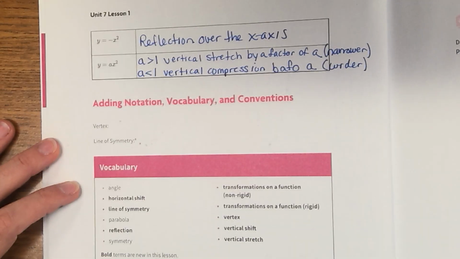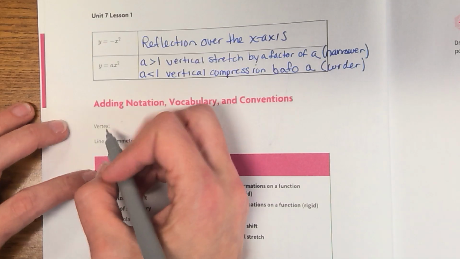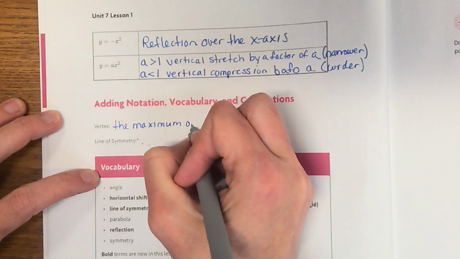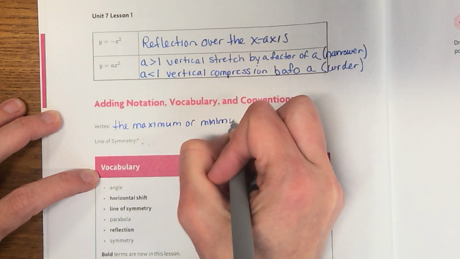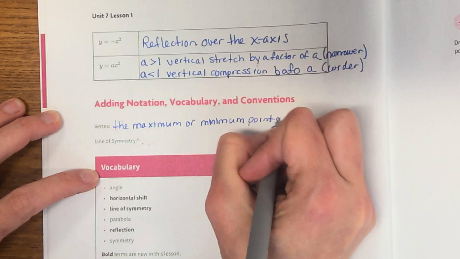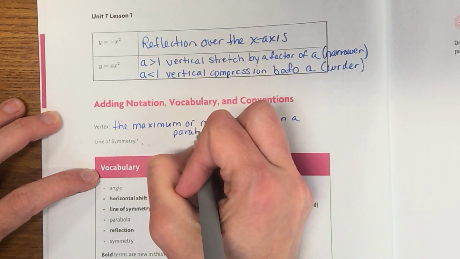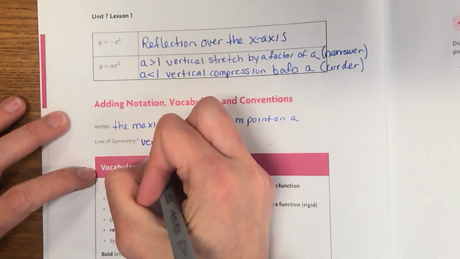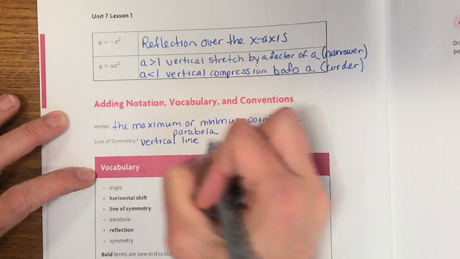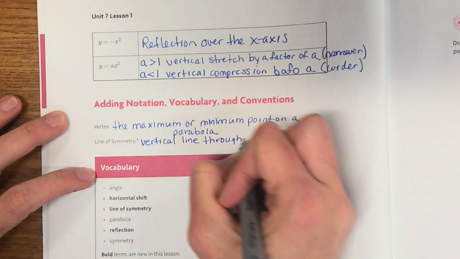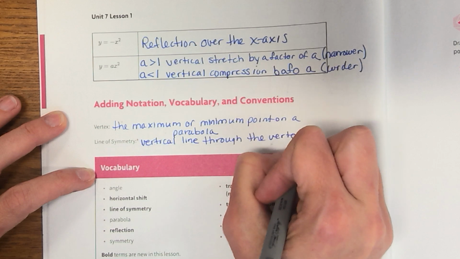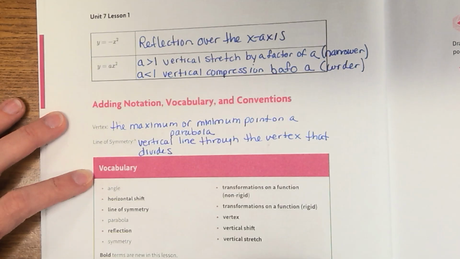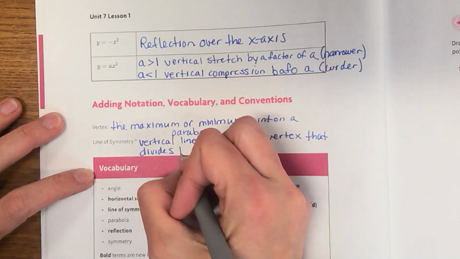Okay, quick recap of some vocab. We know that each of these has a vertex. This is the maximum or minimum point on a parabola. And we've talked about the line of symmetry. That's that vertical line that goes through the vertex that divides the parabola into two congruent parts.